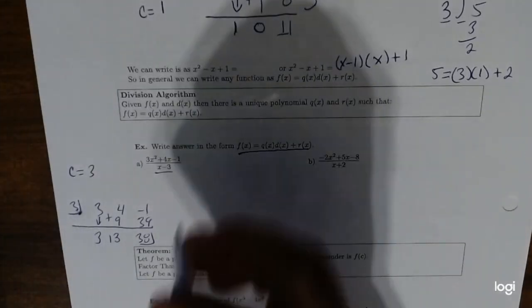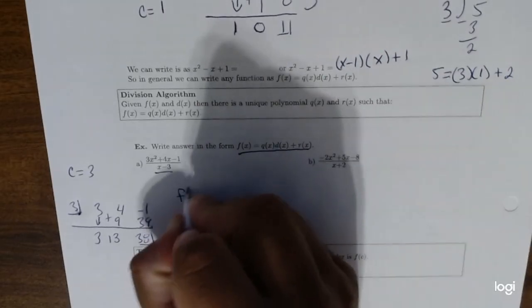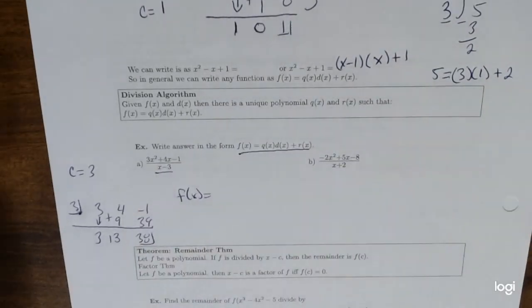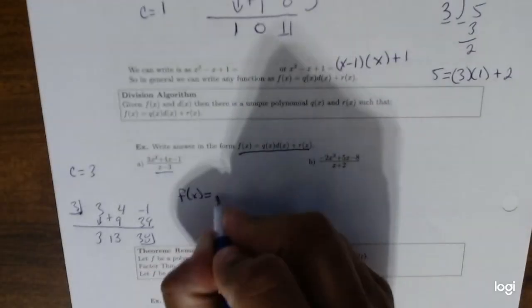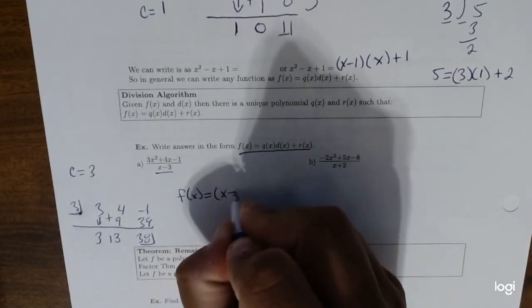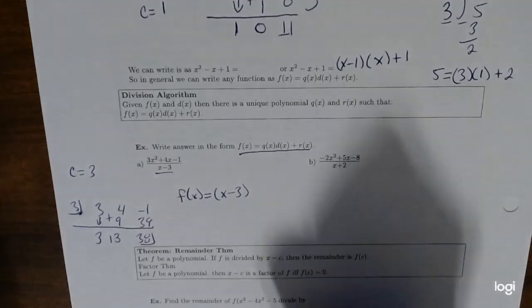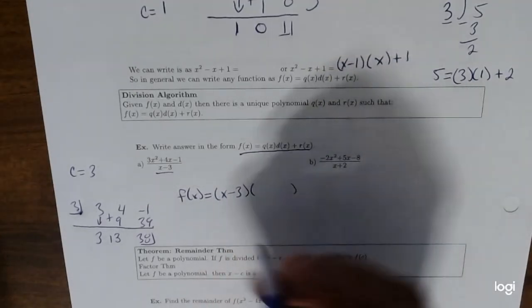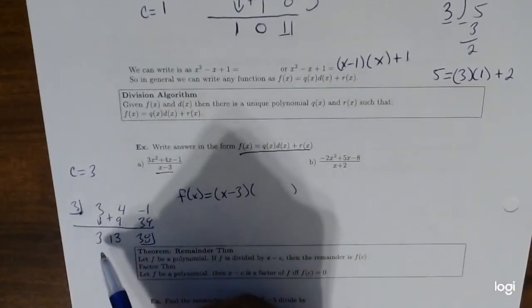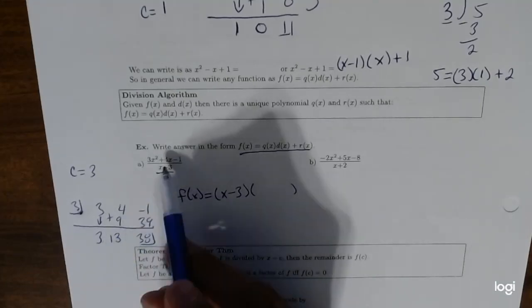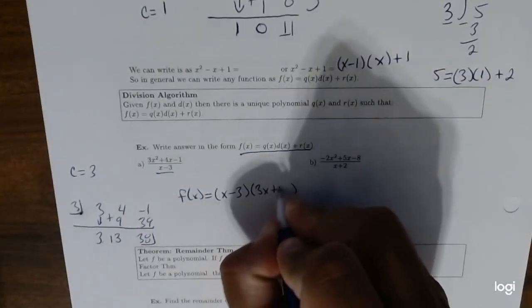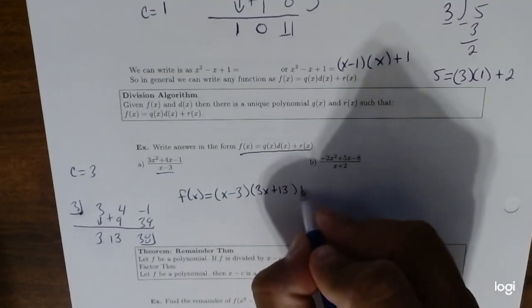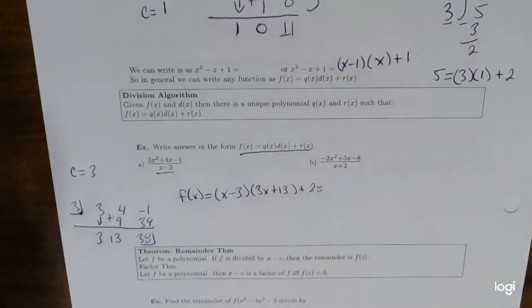So to write this in this format, f of x, or the function 3x squared plus 4x minus 1, now becomes, well, you first multiply what you were divided by to begin with, which is x minus 3. Now times what we actually got. Remember, this is always one degree lower, so instead of 3x squared, it's now 3x plus 13, and then plus a remainder of 38.